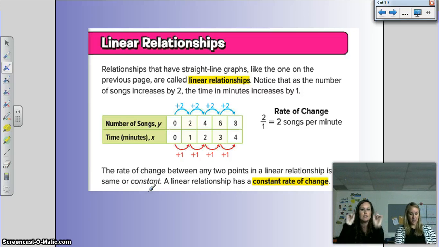So what we're saying is linear relationships are shown in a graph by having a straight line, and linear relationships are shown in a table by having a constant rate of change, which is shown on this page, and we'll keep going. So up by 2, up by 2. That's constantly up by 2, or down by 4, whatever it is.